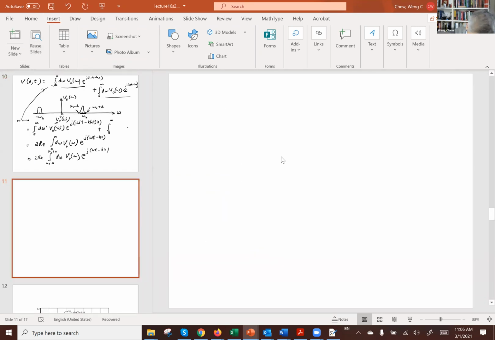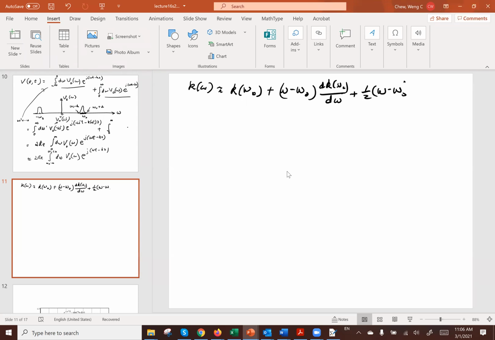Okay, I can do an approximation that since k is going to be approximated only in the vicinity of omega naught, I can say that this is approximately equal to k of omega naught by Taylor series expansion plus omega minus omega naught times dk of omega naught d omega, plus the higher order terms. Are there any questions? Okay. You can write down the Taylor series expansion for this plus the other terms.